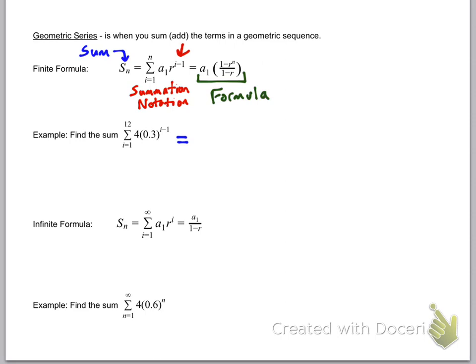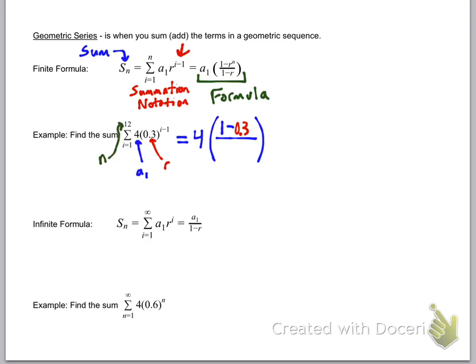Well, what you have to do is identify each of the parts for the formula. So for example, a sub 1 is that first term right there. That's the a sub 1 that comes from the formula, and so 4 is our first step. In the parentheses, we have 1 minus r. r is the common ratio. Well, that shows up right there, the base of the exponent. So r is 0.3, so I'm going to write 0.3 there.